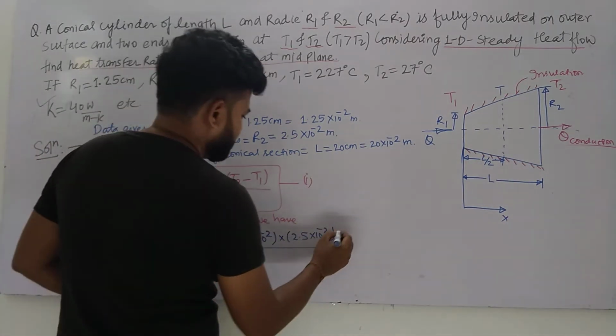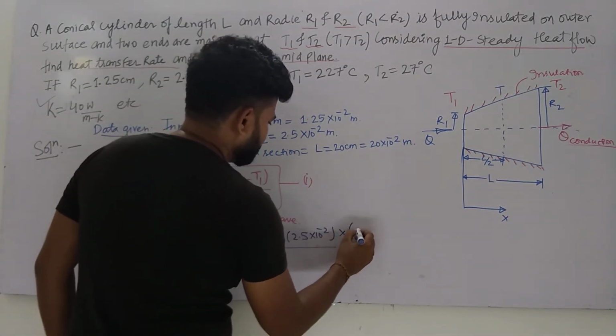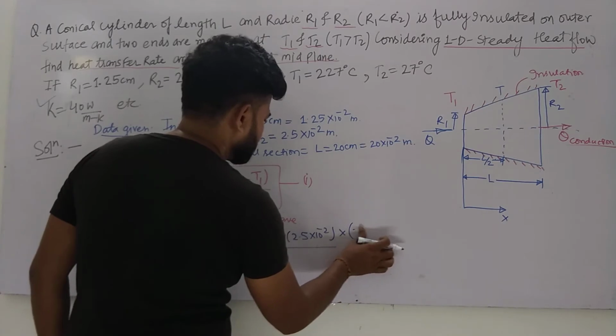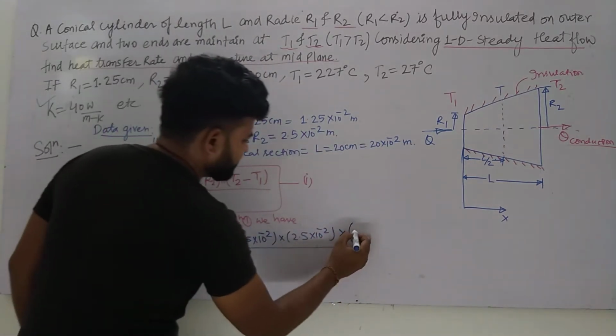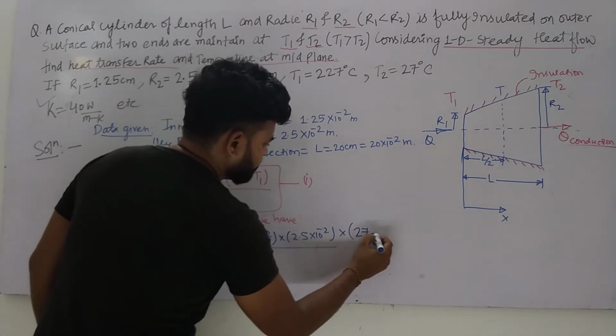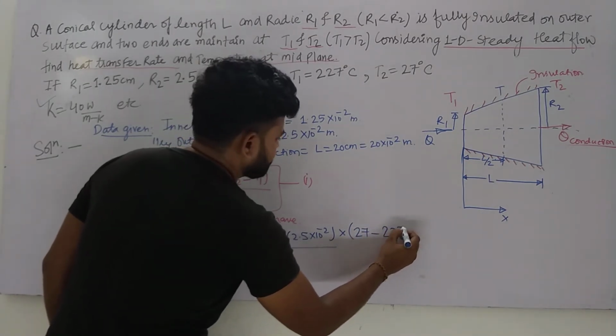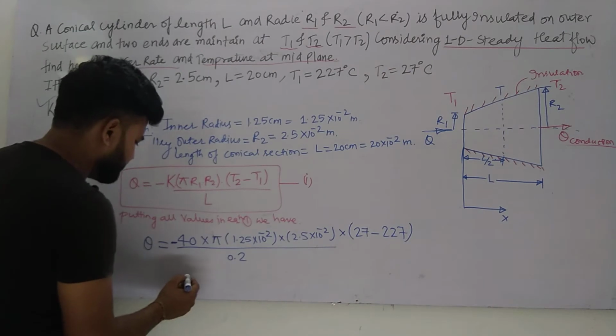0.2 meter multiplied by delta T. What is delta T? T1 minus T2. Sorry, T2 minus T1. What is T2, my dear students? T2 is 27 degrees Celsius minus T1 is 227. So let us calculate the heat transfer.